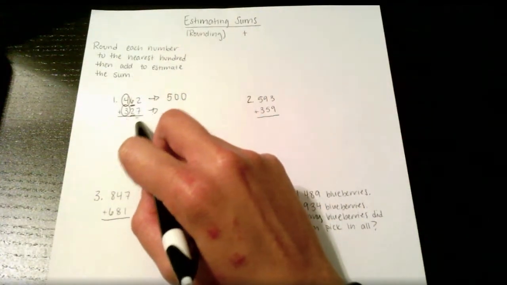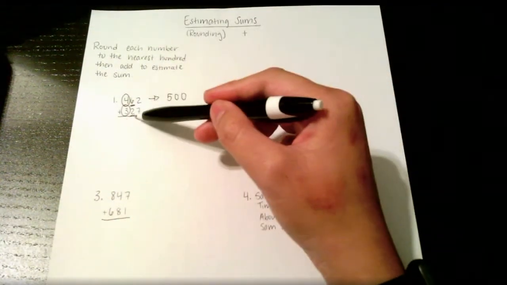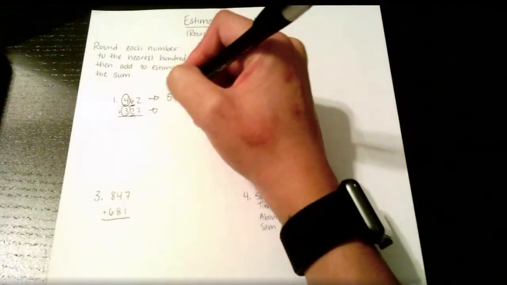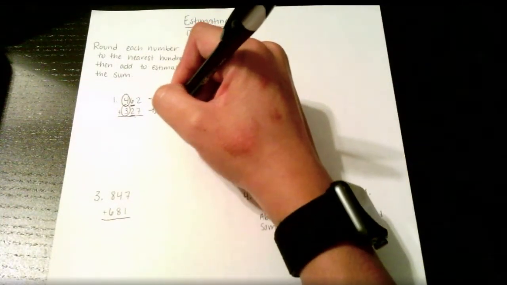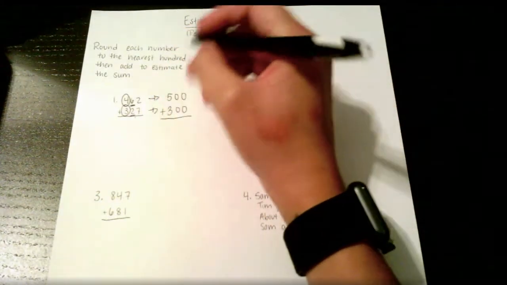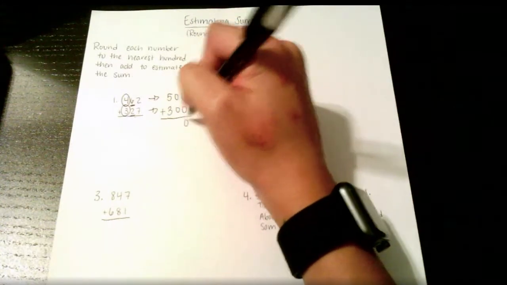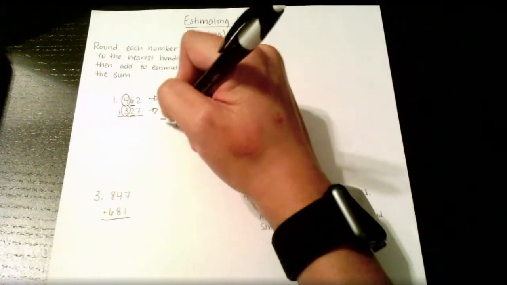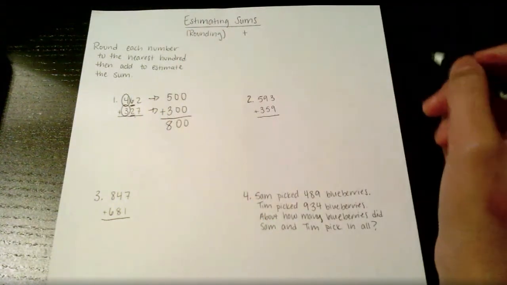Looking at 327, the 2 in the tens place tells me I don't need to add anything. So that's going to round down to 300. And I'm just going to add those two numbers together. Again, pretty friendly numbers: 0, 0, 5, 6, 7, 8, to give us 800.